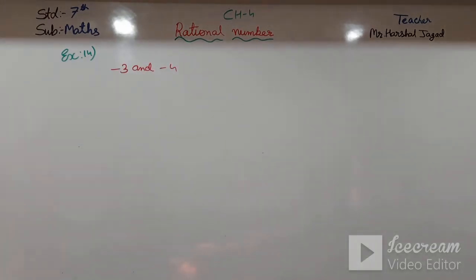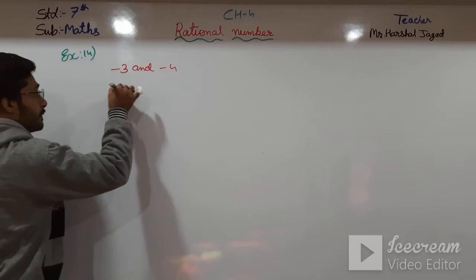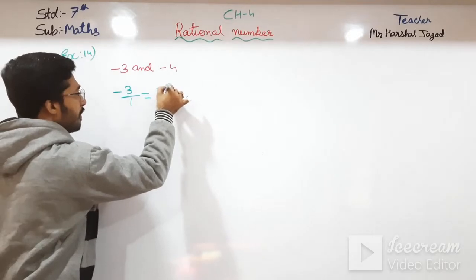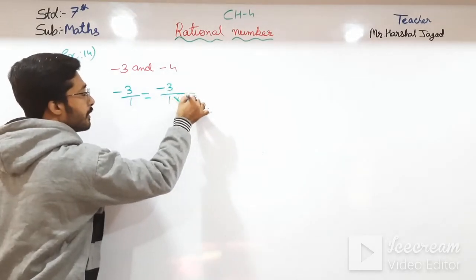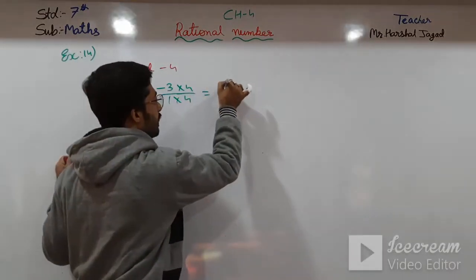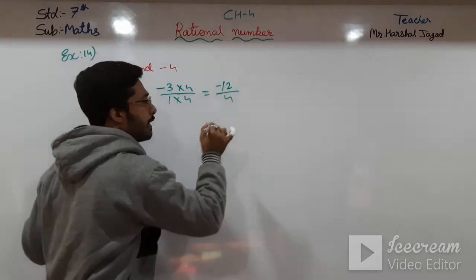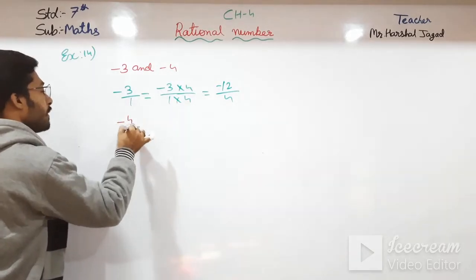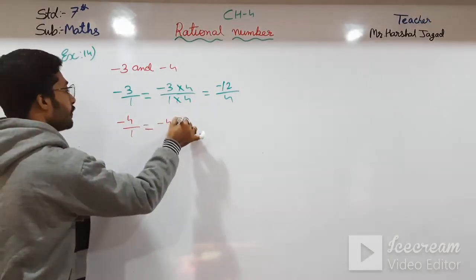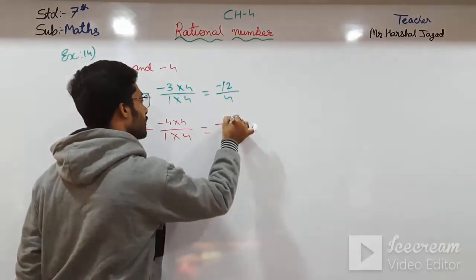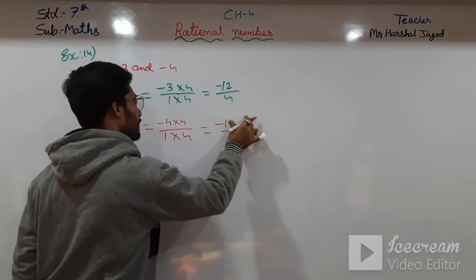So how will we find this? For that we have to make the denominators the same first of all. So minus 3 upon 1 is equal to minus 3 into 4 upon 1 into 4. 4 threes are 12, so minus 12 upon 4. Now doing this for minus 4, minus 4 by 1 is equal to minus 4 into 4 upon 1 into 4. So you can see that 4 fours are 16.